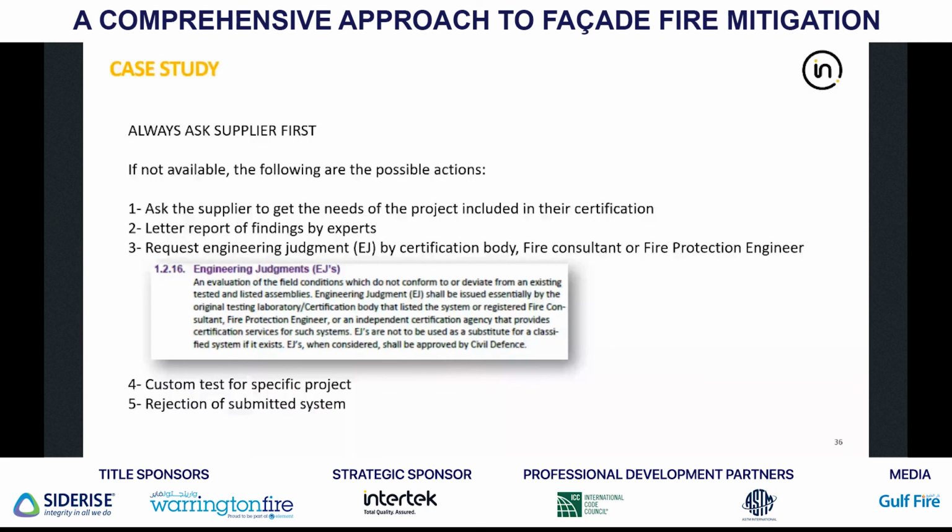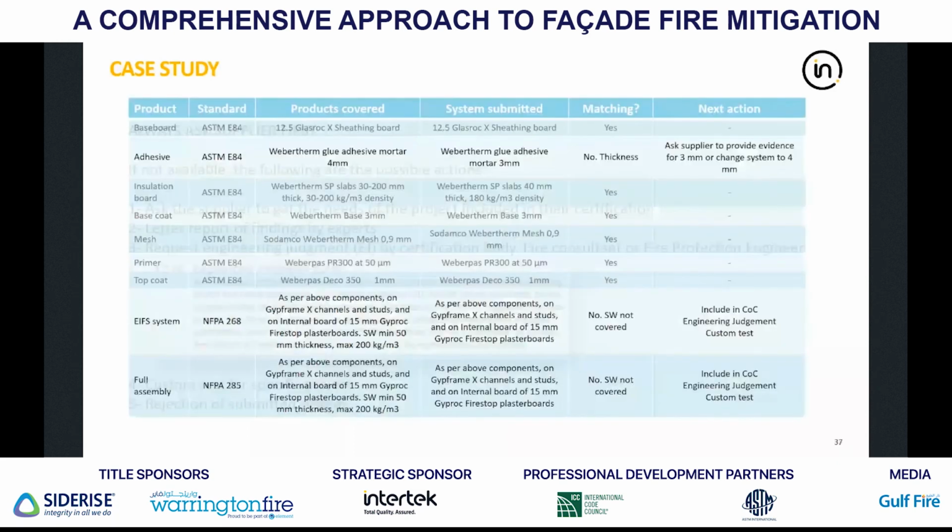Letter report of findings by experts. You have engineering judgments as well. These are done by a certification body, fire consultant, or fire protection engineer, like it says in the code. One option is also to do a custom test specific for the project, if none of the above can be done. And the last option is always there: reject the submitted system because it's not compliant with the code.